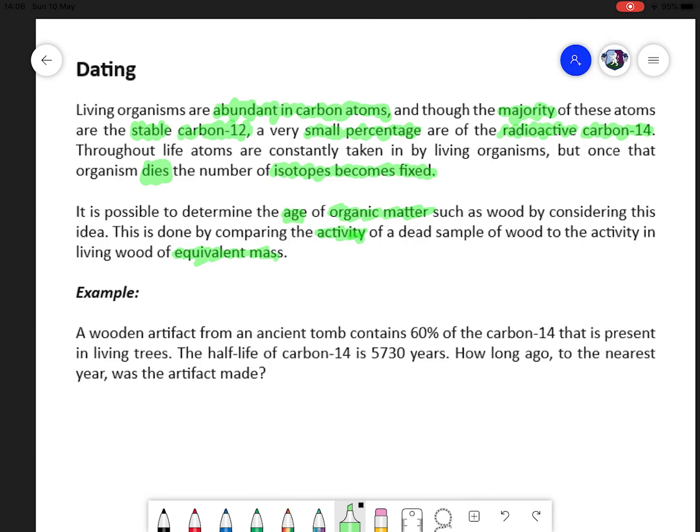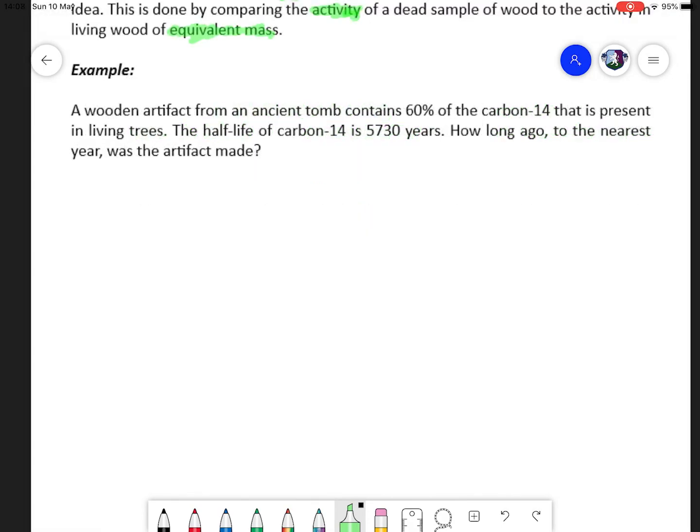So this brings us to the use of the previous equations, determining the age of organic matter that we have found. So as the example here says, wood. You can gauge within a range of its half-life how old it might be. So this example here, we have a wooden artifact. Okay, so it's our organic matter from an ancient tomb, contains 60% of the carbon-14 atoms that is present in living trees. So that's our comparison. Instead of 100%, you have 60%.